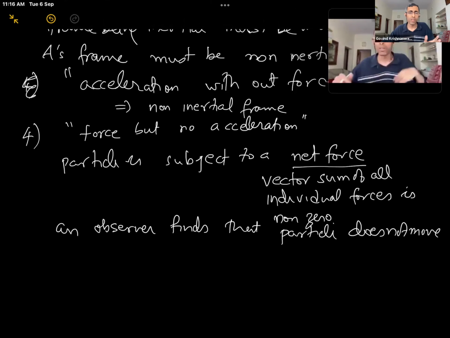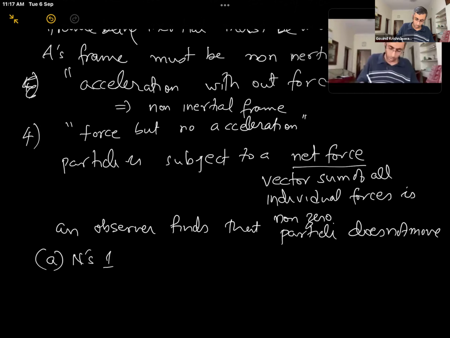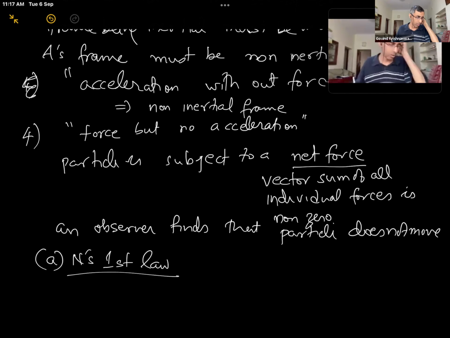Of course, the observer is observing this particle from some time onwards. What happened before that? Did it start at rest? Did it not start at rest? That is not known to this observer, and it is not relevant to the question right now. So the observer, since the time he or she looked at it, finds the particle does not move. The question in part A is to say, based on Newton's first law, what can be deduced about the observer's frame, whether it is inertial or non-inertial.